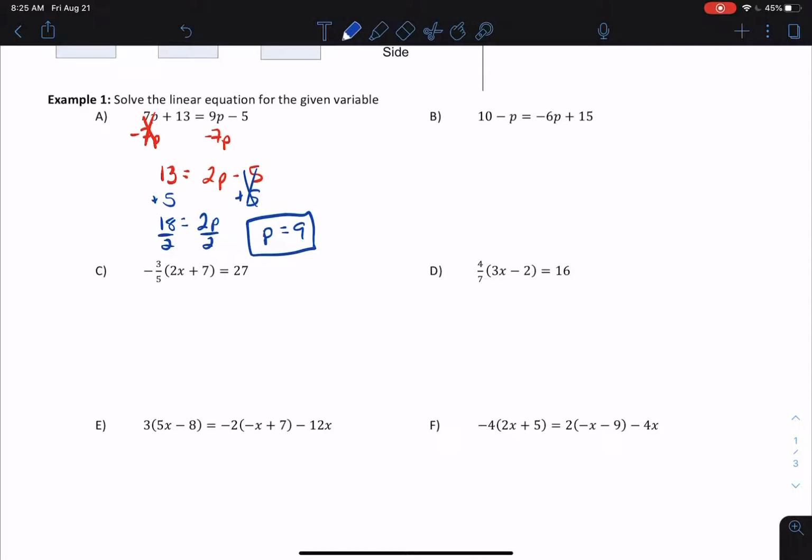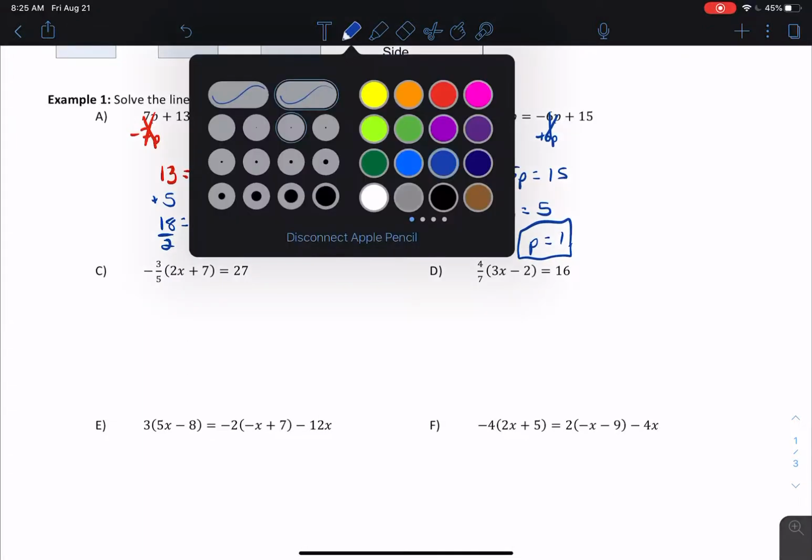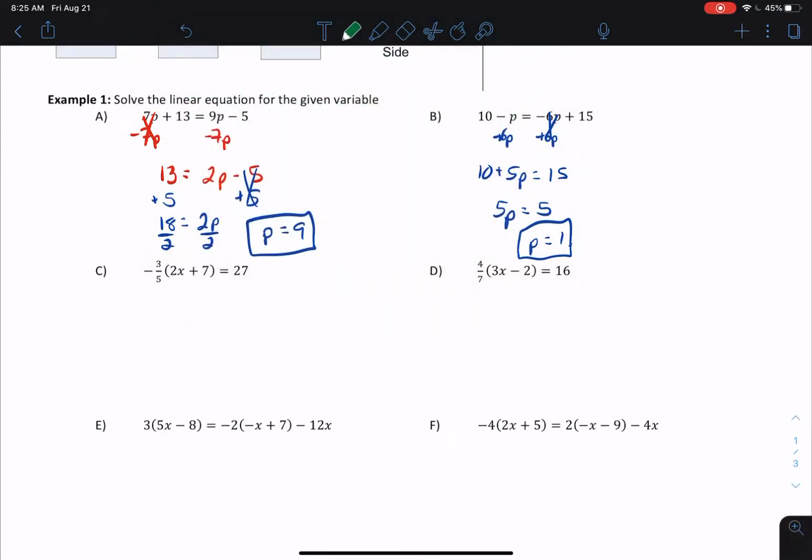I would pause the video at this point and try b. Okay, so for b, I'll throw up my work to see after you pause the video if you get the right answer. We should get p to be 1. Let's go then to letter C.